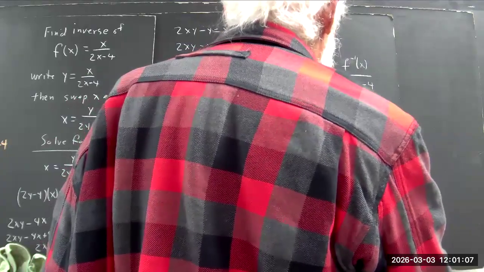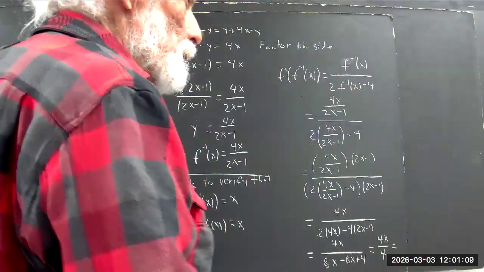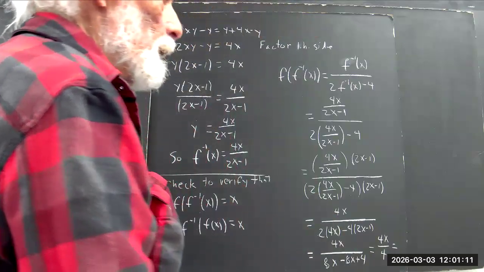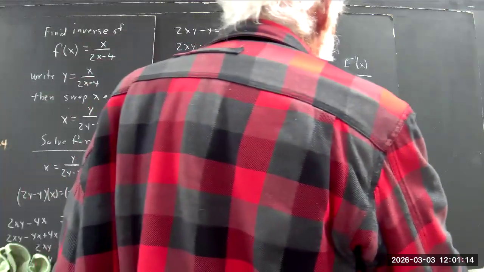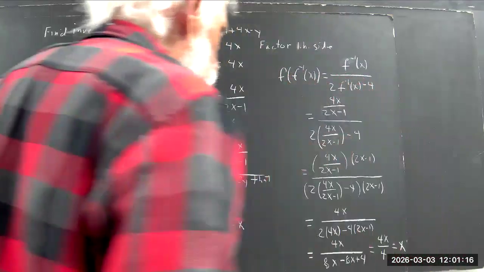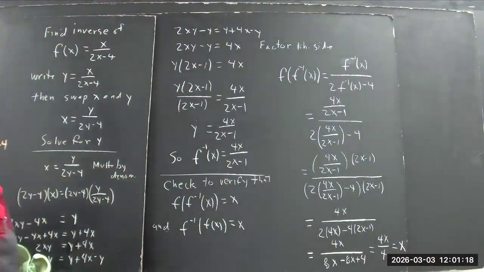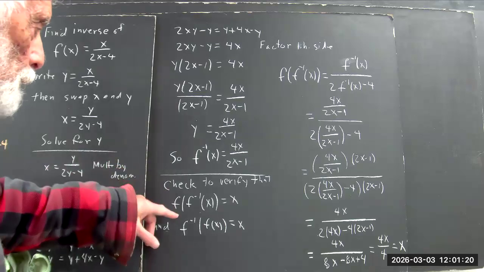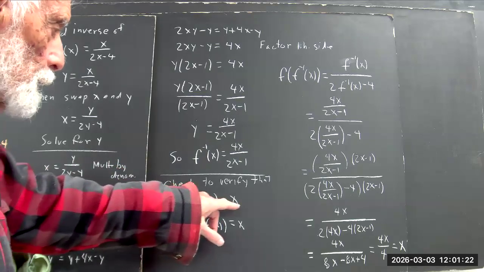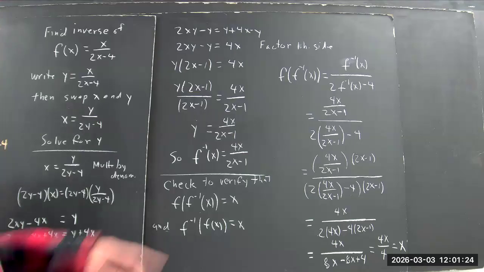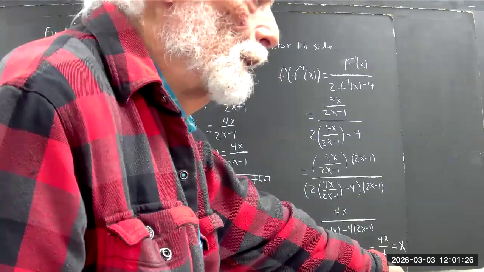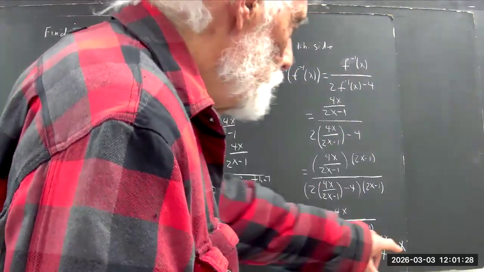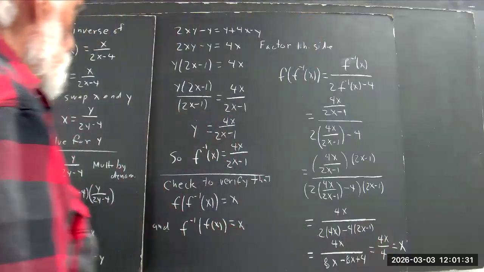And that simplifies. The 4 in the denominator is a factor of the numerator, so I can divide it out, and that leaves me x. Well, that's exactly what we wanted to verify: f of f inverse of x equals x. It all worked out. We did the algebra, which got a little bit hairy, but we ended up with x.